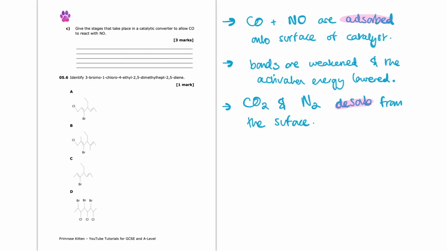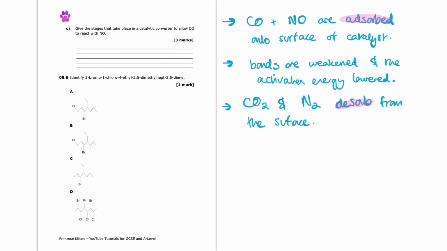So when we're talking about how a catalytic converter works, in these types of questions, those are 2 key words that they need to see in your answer. Adsorb, talking about the reactant molecules sticking to the surface of the catalyst, and then desorb when the products leave.